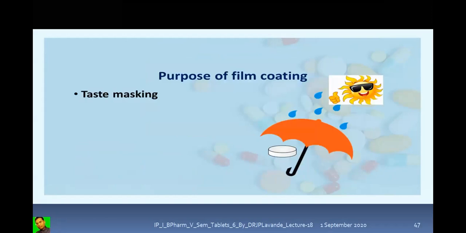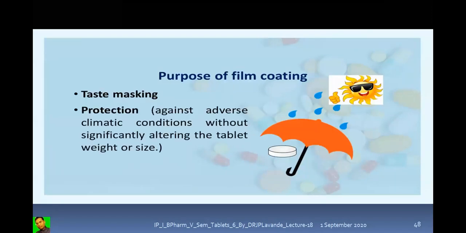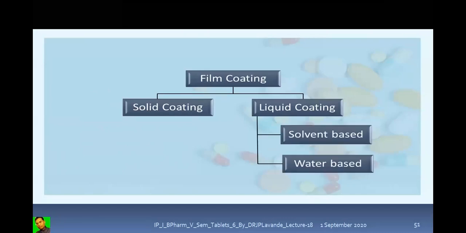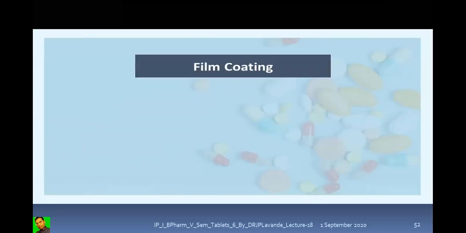Now, what are the purposes? Again the same: taste masking and protection against adverse climatic conditions, without significantly altering the tablet weight or size. Film coatings are of two different types, solid coating and liquid coating. The liquid coating involves the use of solvents and water. Based on that, there are two different types of liquid coatings: the solvent based coating and the water based coating.